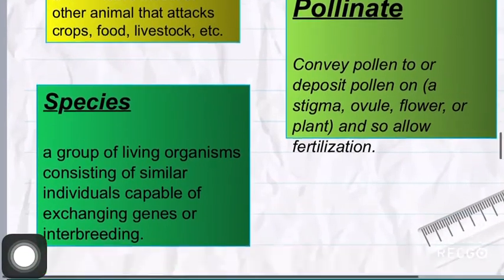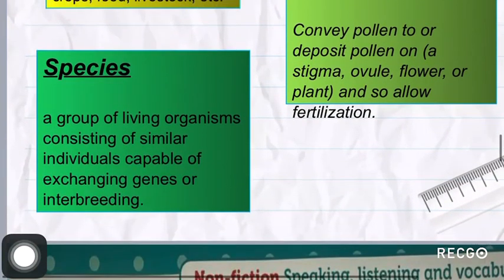So pollinate is a verb that means convey pollen or deposit pollen on a stigma, alveoli, flower or plant. And what is the purpose of that? The purpose is fertilization. In the same way, species.